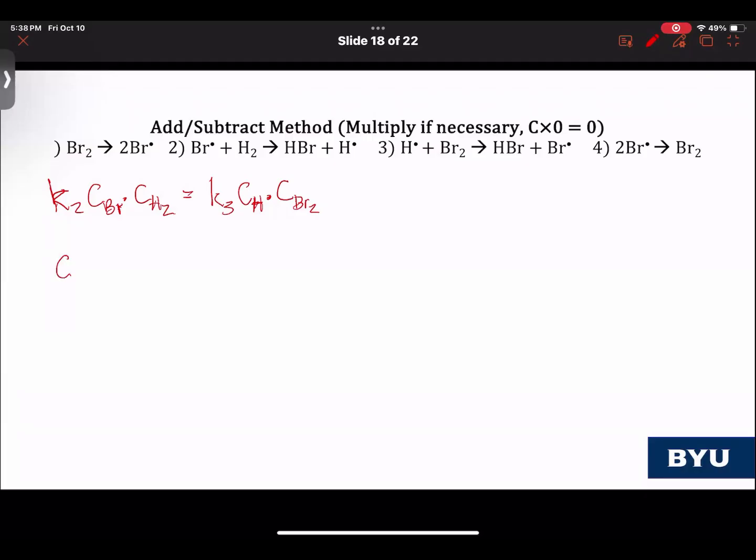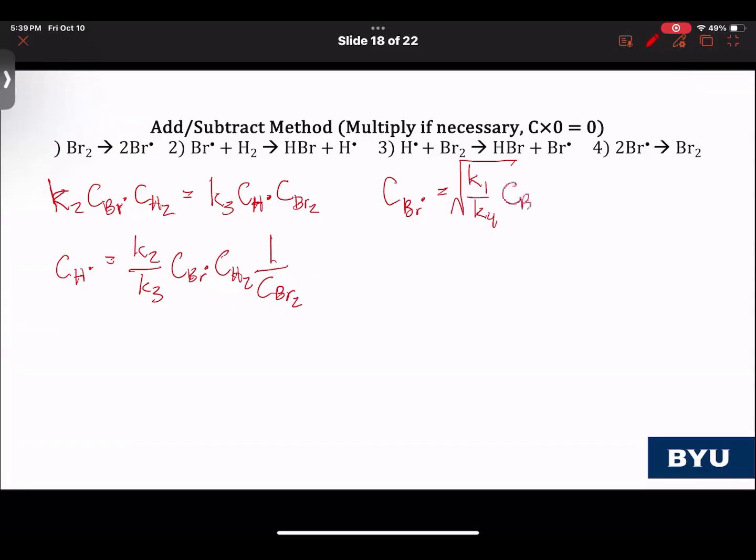I'm going to have the concentration of hydrogen radical being equal to K2 over K3, concentration of my bromine radical, concentration of my hydrogen, and divided by the concentration of my bromine. Now remember what the concentration of bromine radical is? Let's see, is it K1 or K4 on top? Okay, so that's going to be equal to the square root of K1 over K4 concentration of bromine.